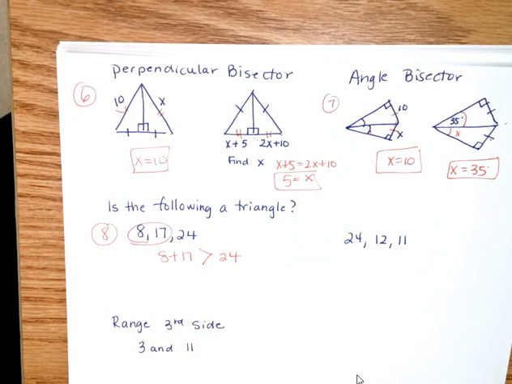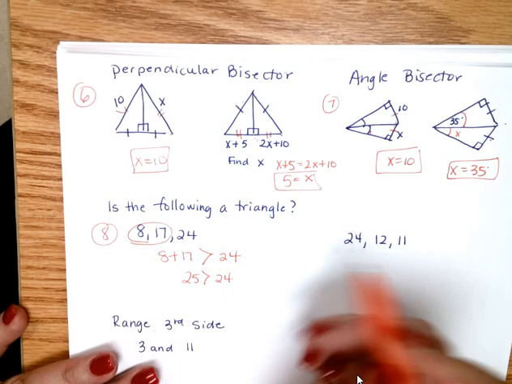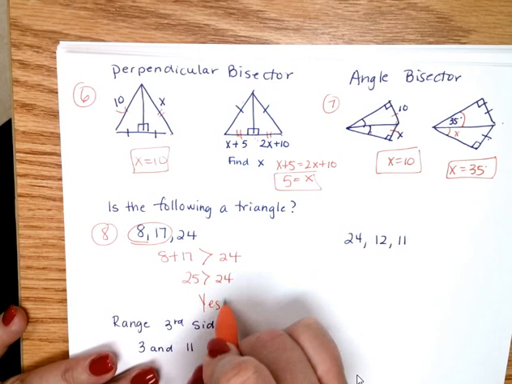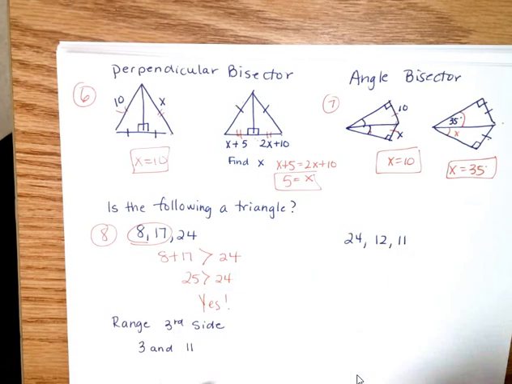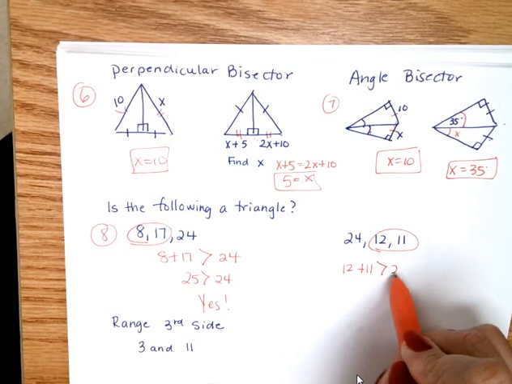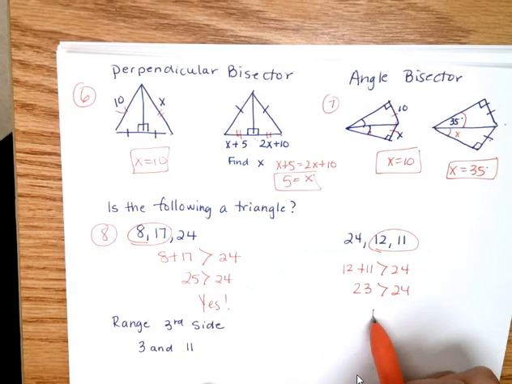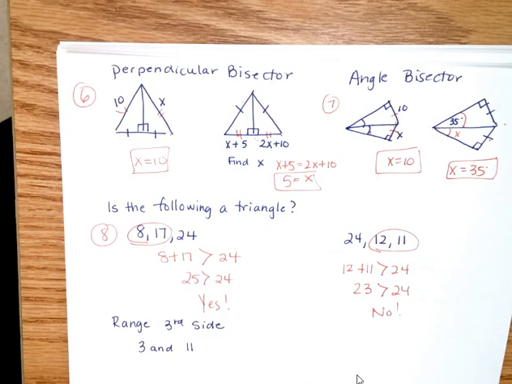So with that, 8 plus 17 gives me 25. So 25 is greater than 24, so therefore, yes, it is a triangle. When I come to the second example on number 8, I take my two smallest sides. So I have 12 plus 11 has to be greater than 24. Well, 12 plus 11 is only 23. Is that greater than 24? Nope. So it is not a triangle. That simple. The theorem actually says you check all the sides, but if you check the two smallest sides, the other ones have to fall into play because you're going to have that big side thrown in.